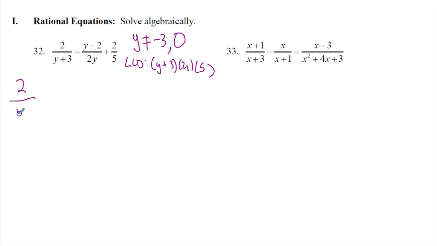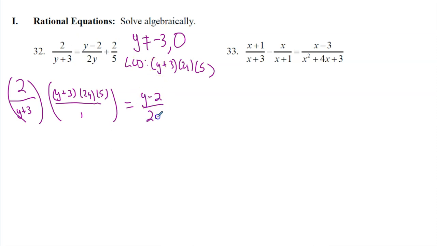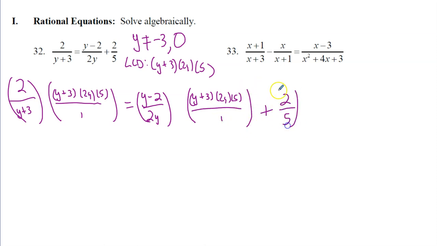Okay, so we take the 2 over the y plus 3, and we're going to multiply that by the lowest common denominator, y plus 3, 2y, and 5, over 1. Since this is an equation, as long as we multiply everything by this LCD, it will maintain its equality. Times y plus 3, 2y, and 5, plus 2 over 5 times y plus 3, 2y, and 5, again over 1.